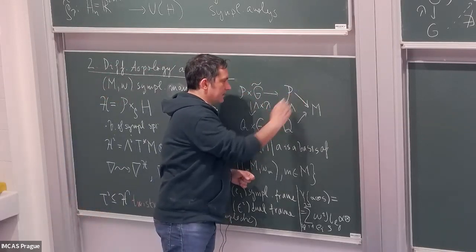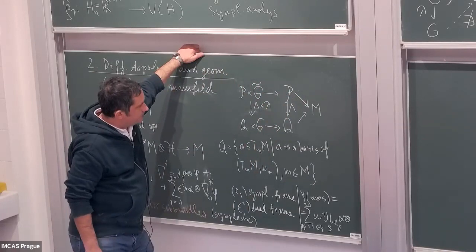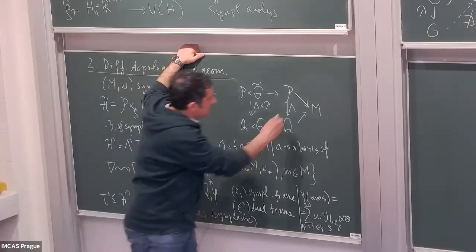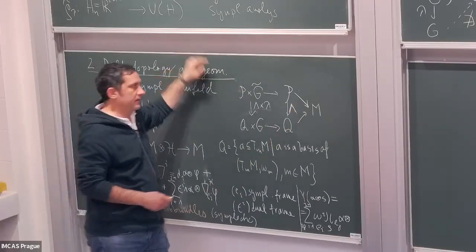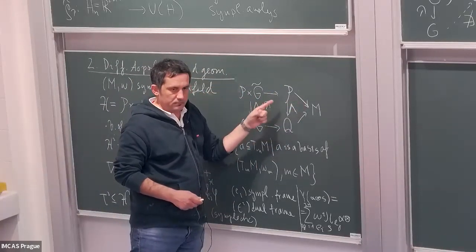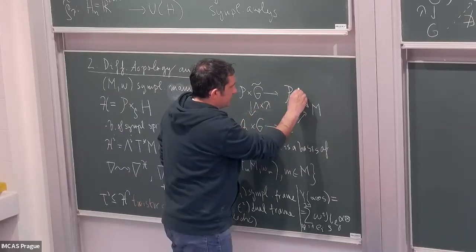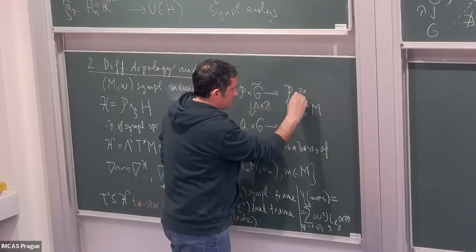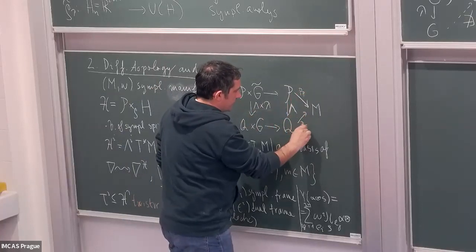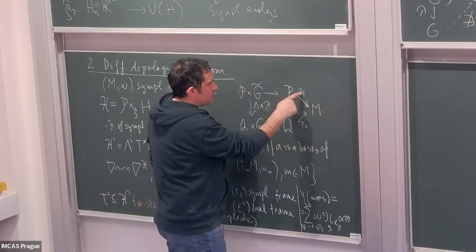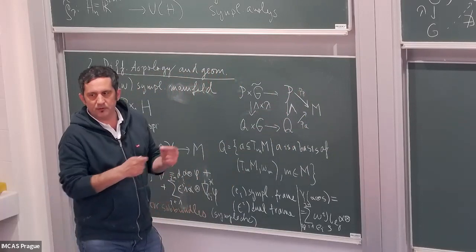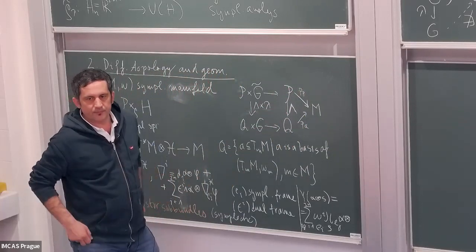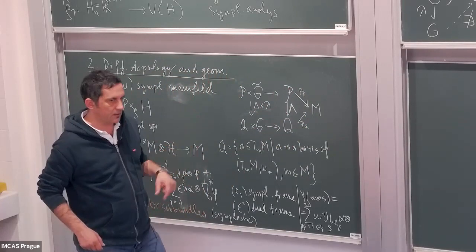This covering lambda you must choose as well, and these are, let's say, canonical maps. You cannot choose them. So for each bundle over a point, you must map it to the same point.